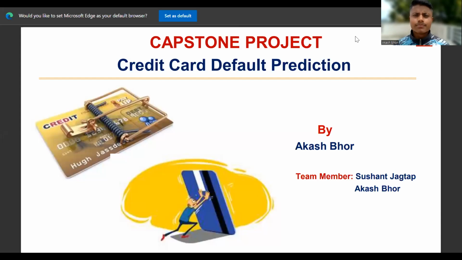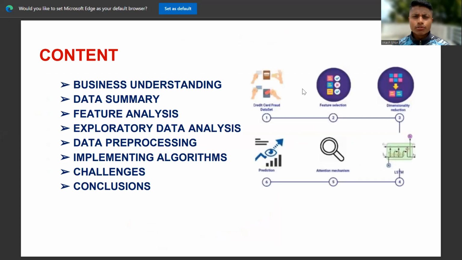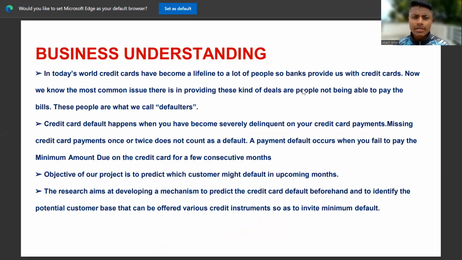Hello everyone, this is Akash and I am going to present my machine learning capstone project called Credit Card Default Prediction. So let's start. Contents in our project: business understanding, data summary, feature analysis, exploratory data analysis, data pre-processing, implementing algorithms, challenges, and conclusions. Business understanding.